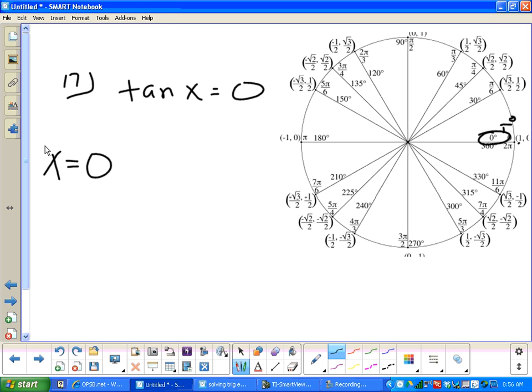And right here at pi over 2, if you did sine over cosine, it would be 1 over 0, and that would be undefined. So it's not at pi over 2. Where else could it be 0? Right at pi. If you did sine over cosine there, 0 over negative 1 is 0. So we got x equals 0 and x equals pi. Now, with tangent, we don't say plus 2 pi n, we just say plus pi n.